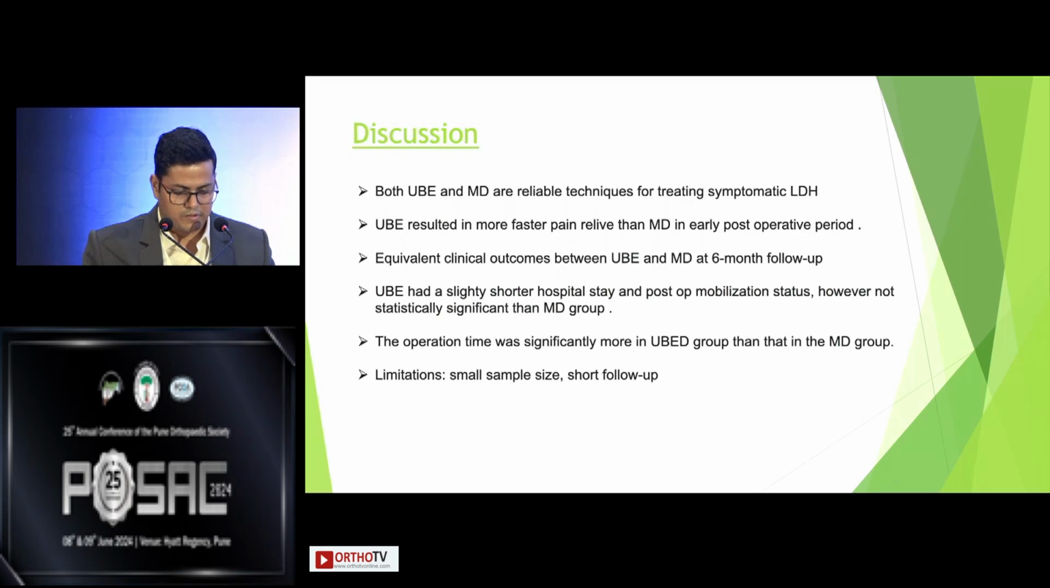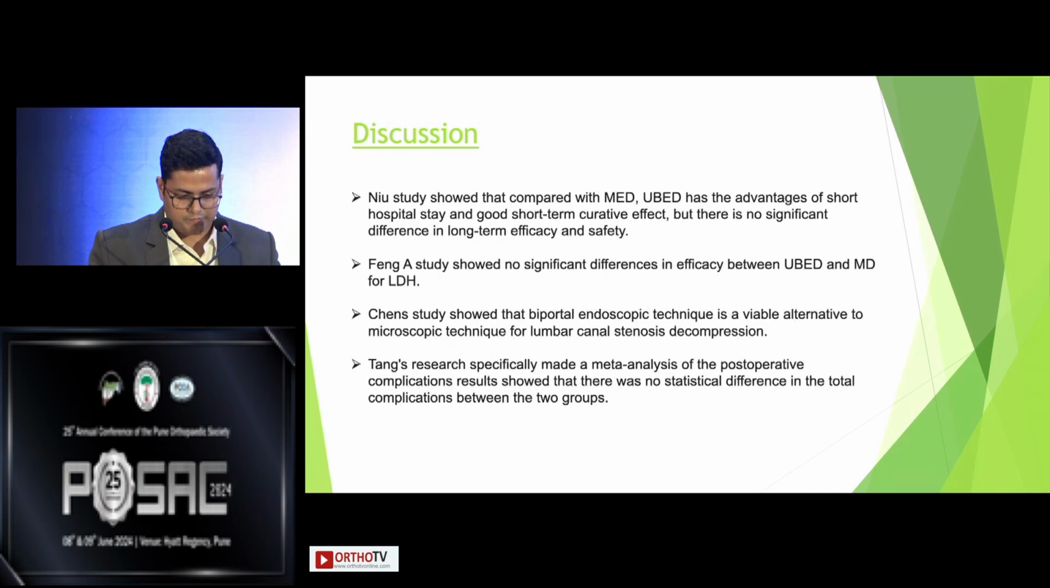In the discussion, both UBE and microscopic discectomy groups are reliable techniques for treating symptomatic lumbar disc herniation. UBE resulted in faster pain relief than the microscopic discectomy group in the early post-operative period. Equivalent clinical outcomes between both groups are seen at 6 month follow-up. UBE has a slightly shorter hospital stay and post-op mobilization, however not statistically significant. The operation time was significantly more in the UBE group. The limitations of the study were small sample size and short-term follow-up.